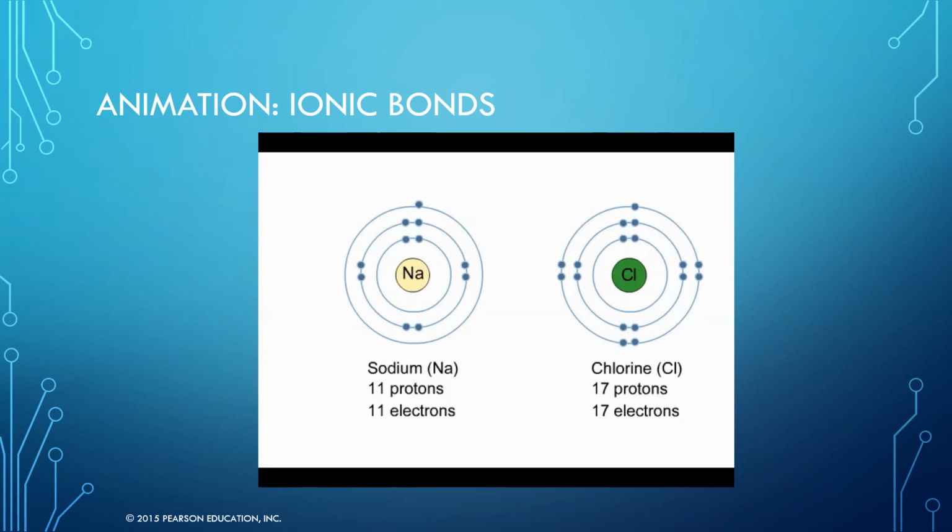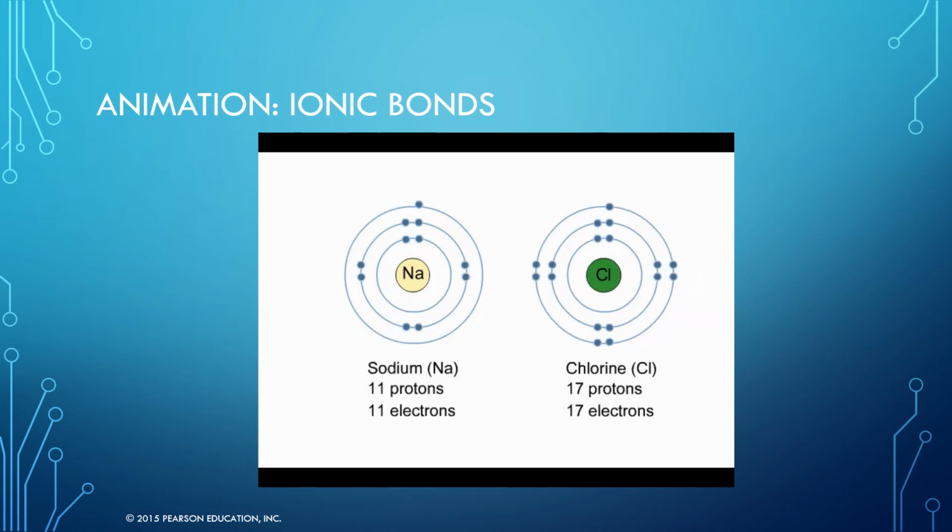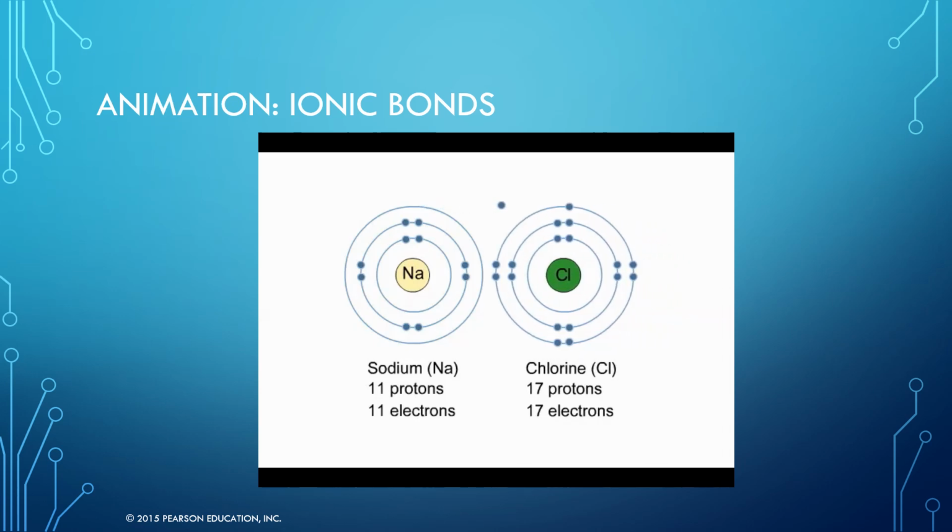Sometimes atoms complete their outer shells by stealing or giving away electrons. This happens between sodium and chlorine atoms. An electron moves from the sodium atom to the chlorine atom. The outer shells of both atoms are now complete, containing 8 electrons. The chlorine atom now has 18 electrons but only 17 protons. Because an electron has a negative charge, the chlorine atom now has a net negative charge.